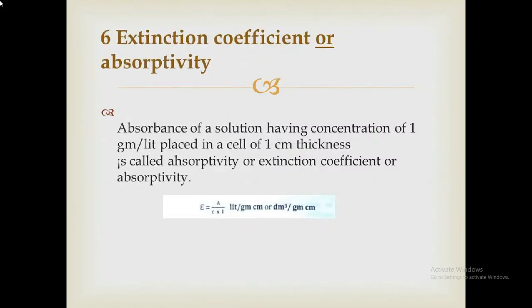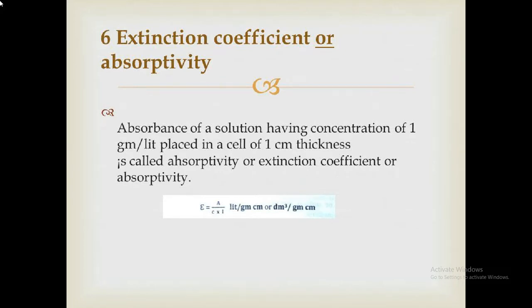Absorbance of a solution: here we are going to absorb the light, and we take the concentration of the solvent equal to 1 gram per liter and place it in a cell. In earlier slides I mentioned the test tube, but here we are going to call it a cell. So we replace the test tube by a cell, and the thickness of the cell is 1 centimeter. So the absorbance of a solution having a concentration of 1 gram per liter placed in a cell of 1 centimeter thickness is called absorptivity or extinction coefficient.